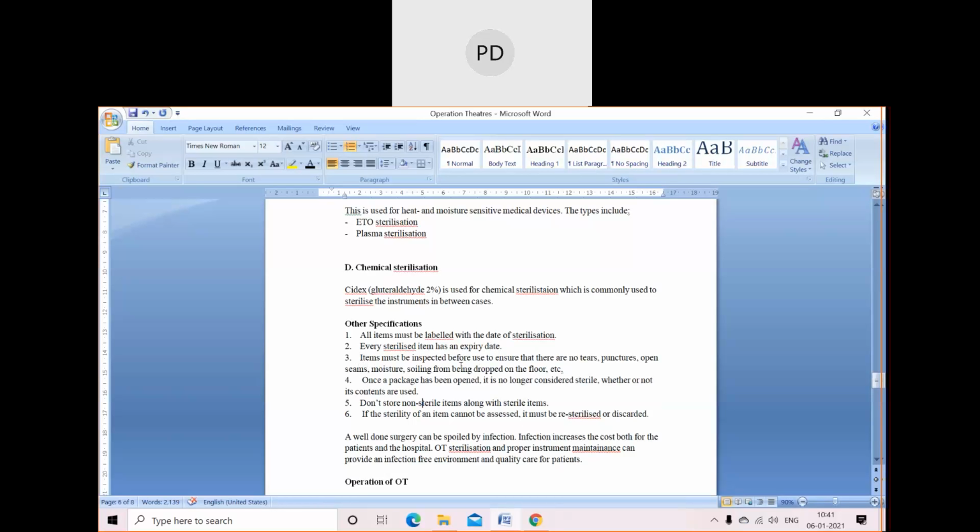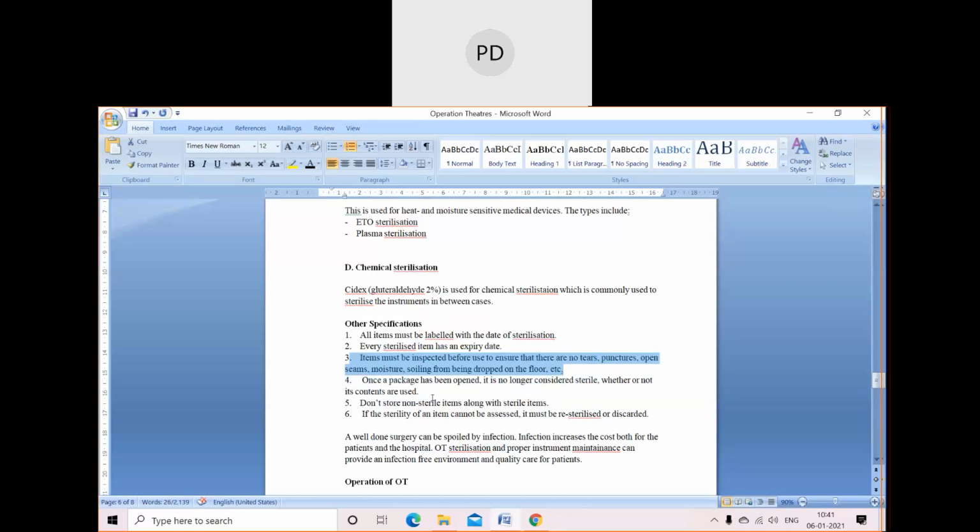And items must be inspected before use to ensure there are no tears, punctures, open seams, moisture, or soiling from being dropped on the floor, etc. Why? Because when you do autoclaving, if there is a tear in the packaging cloth, or some hole, or there is moisture and it is not dried properly, then the autoclave is not done properly. That is why before putting the particular tray into the sterilizer, you have to check whether it is completely dry, there is no moisture, no water, and no hole in the packaging cloth.